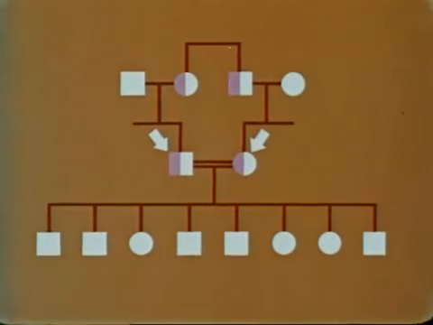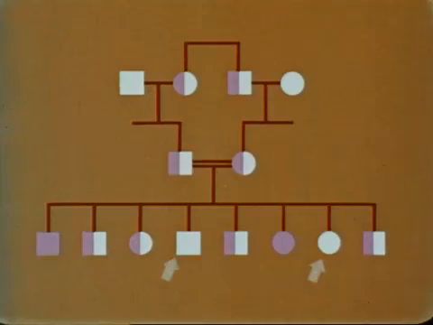Among the offspring of two heterozygous parents, the risk of any one child's being homozygous and affected is 1 in 4. The chance of being heterozygous is 2 in 4, or 1/2. And the chance of being free of the mutant gene is 1 in 4.